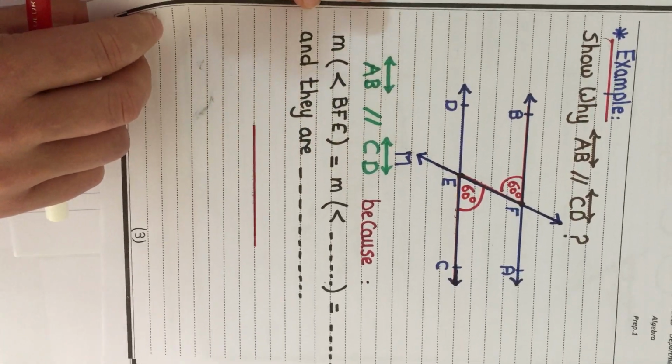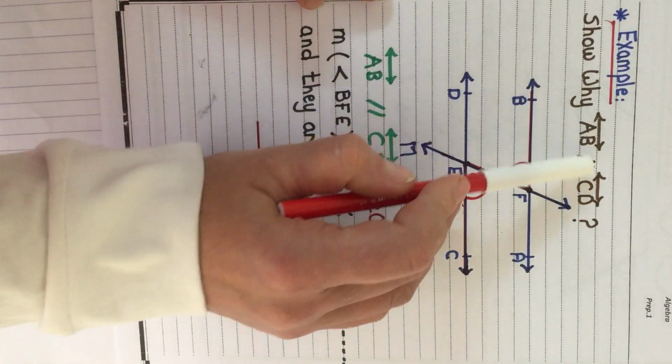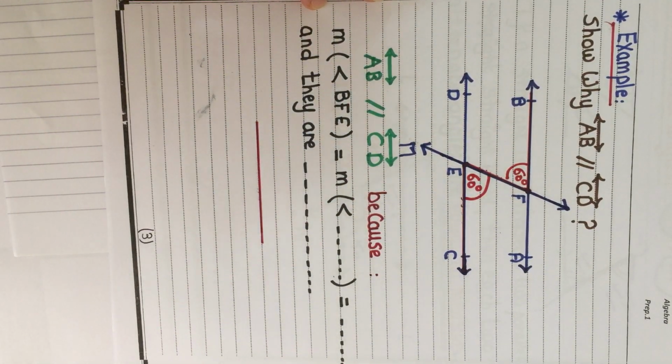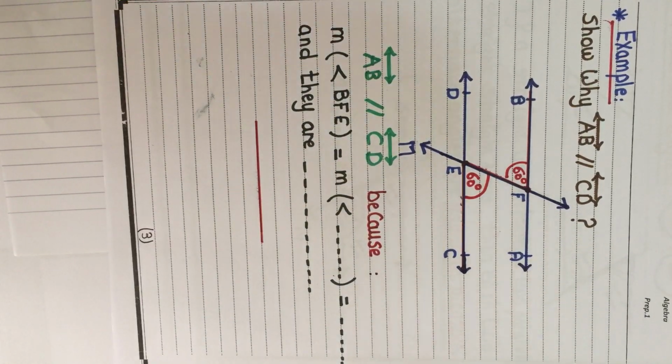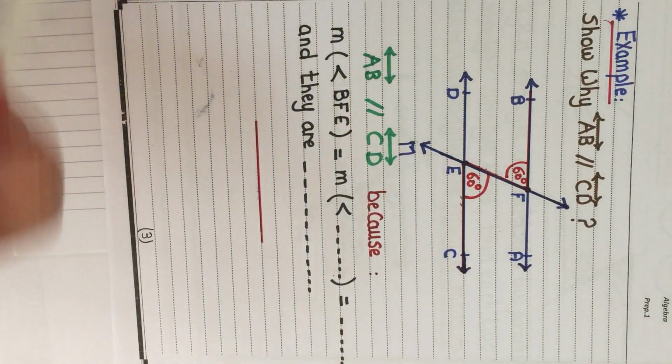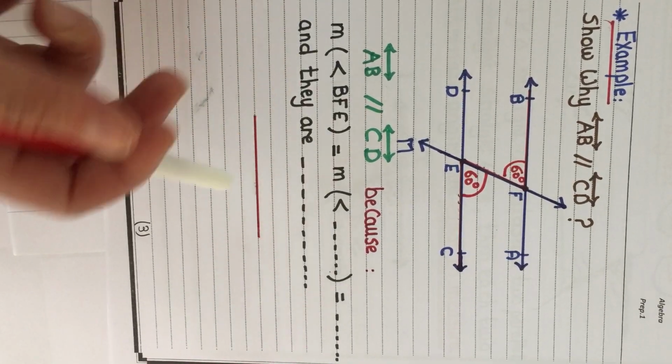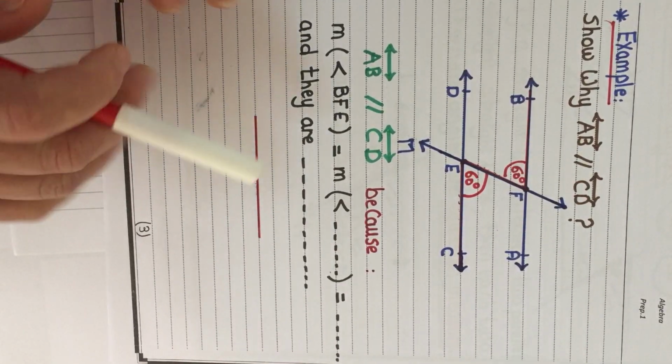Okay, let's take another example. He told me here, example, show why AB is parallel to CD. If we say that we have alternate, corresponding, or interior angles, this means we have parallel lines. So he told me, show why. Why do we say AB is parallel to CD?